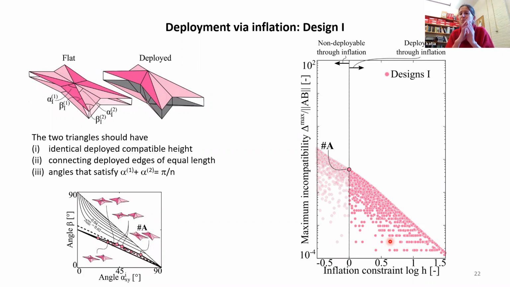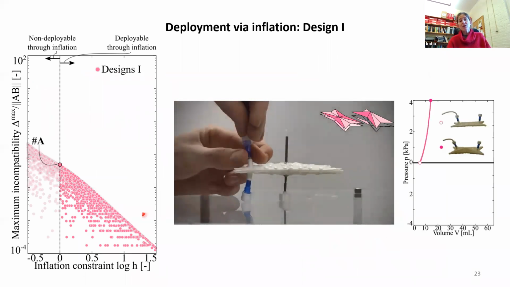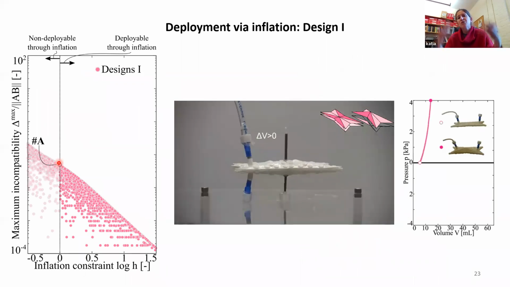So up to now it's pure geometry. Now we need to bring in mechanics, right? Because we need to go and fabricate the structure. And so what we do, we pick one of these designs, the inflatable design with the largest geometric incompatibility. We go to the lab and we fabricate it. We 3D print the faces and we use plastic sheet to realize the hinges.